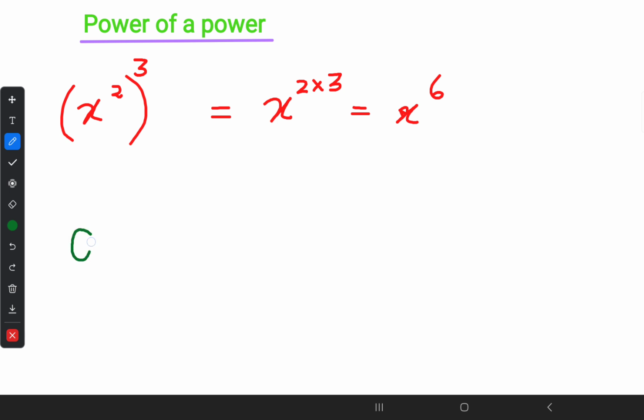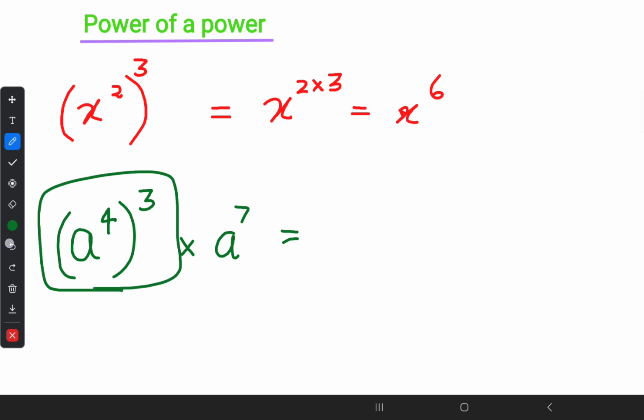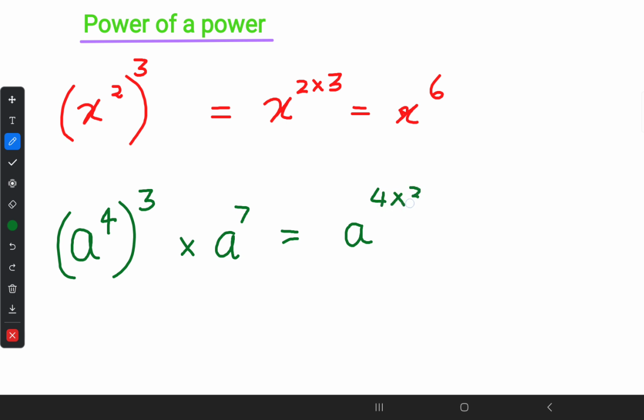Let's try another question. A with the power of 4, power of 3, multiplied with a with the power of 7. Okay. So in this case, look at the first one. It has a power of a power, so you should multiply them, 4 times 3, and thereafter the multiplication with a with the power of 7. Don't confuse that. This one does not have any power of a power. That is just a normal index notation.